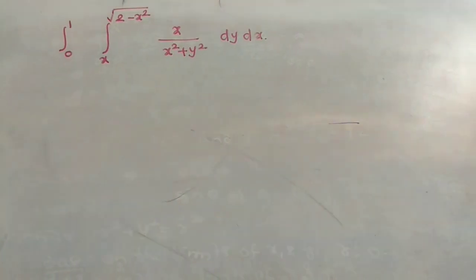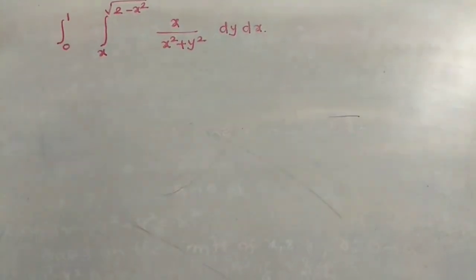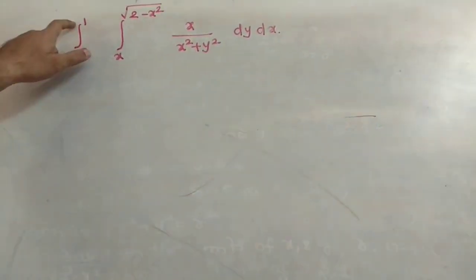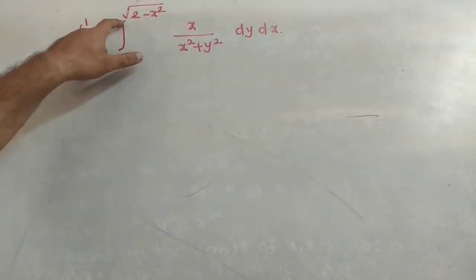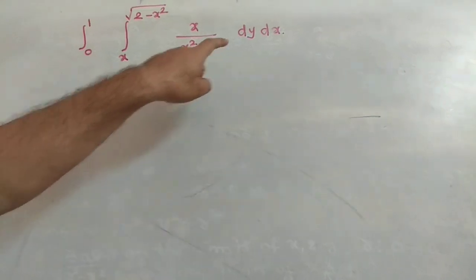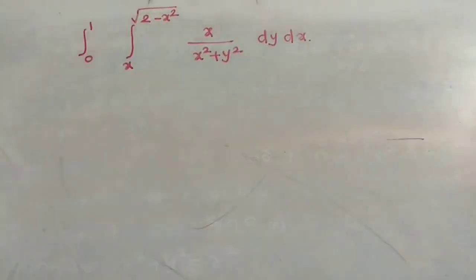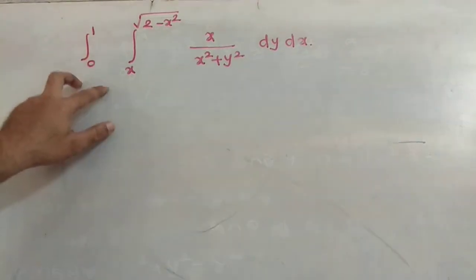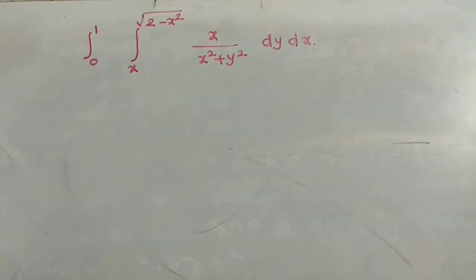Now let us have another different type of important problem. Double integral 0 to 1, x to root of 2 minus x square, x divided by x square plus y square dy dx. Now this problem you need to evaluate by changing into polar coordinates.